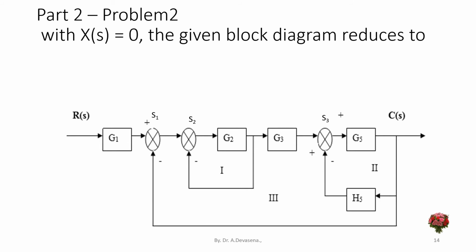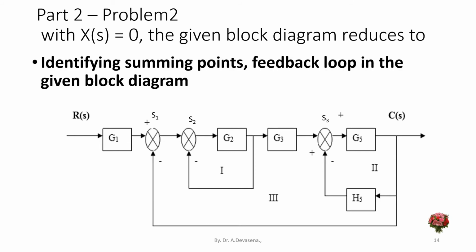This is the given block diagram. If we consider the value of X of s is equal to 0, that is, we are considering the input R of s alone. Now, identifying the summing points and feedback loops in the given block diagram. In this block diagram, we have three summing points S1, S2 and S3, and we have three feedback loops: feedback loop 1, feedback loop 2 and feedback loop 3. This is indicated in this diagram.